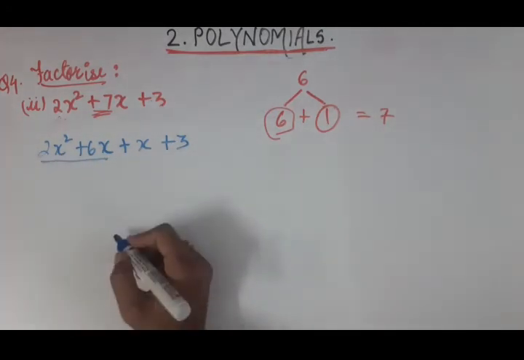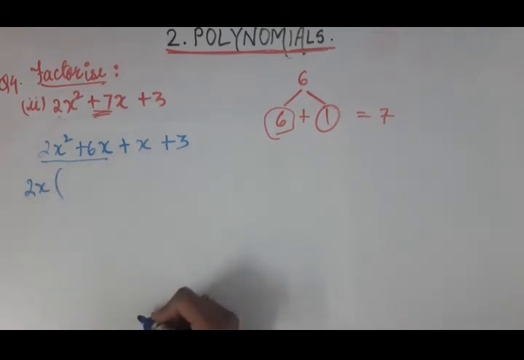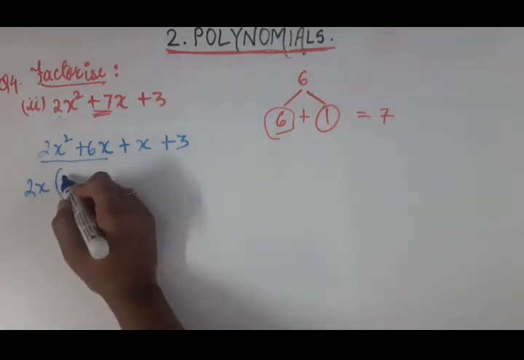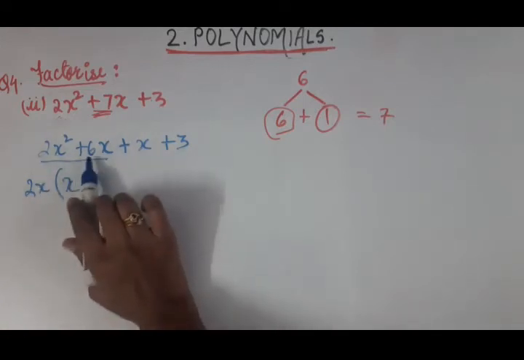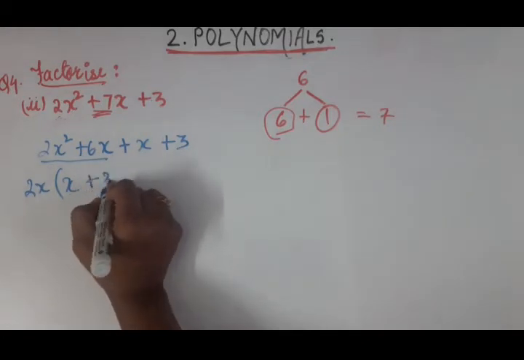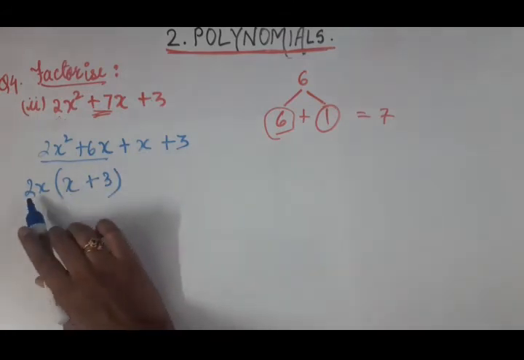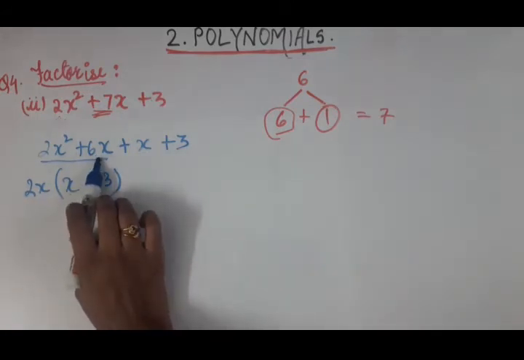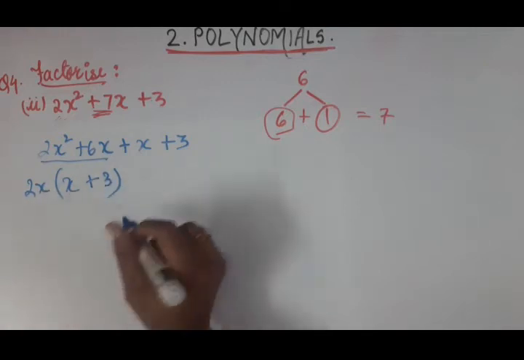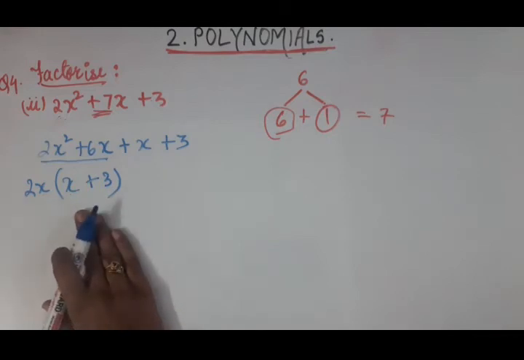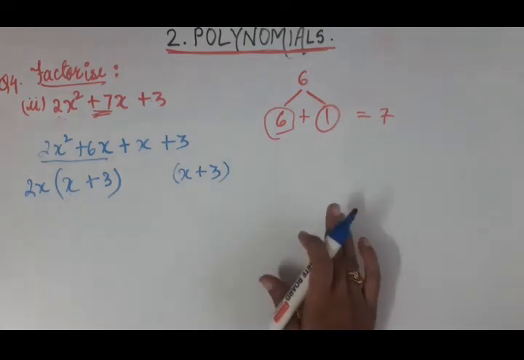Now take the first two terms and see what you can take common from that. I can take 2x common. If I take 2x common from 2x square, what remains is x. 2x into x, I'll get 2x square back. And if I take 2x common from 6x, what remains is only 3, not 3x, only 3. How? 2x into 3, I'll get 6x back. X we have already taken common, so you can't write x here. Now the next step is pick up the bracket as it is and rewrite it without thinking anything. Just rewrite the bracket.